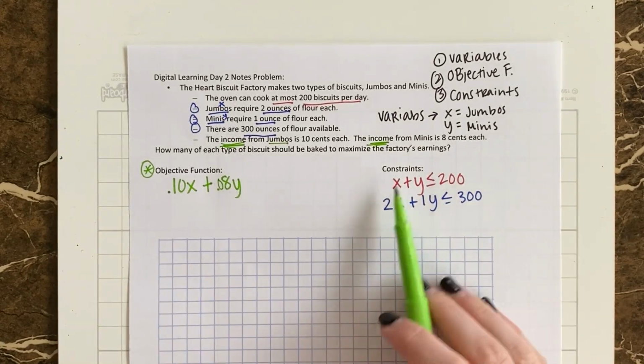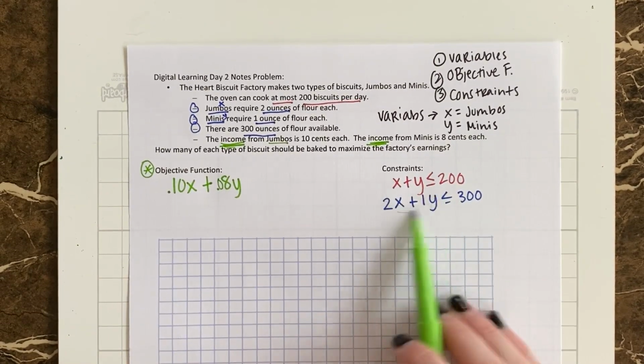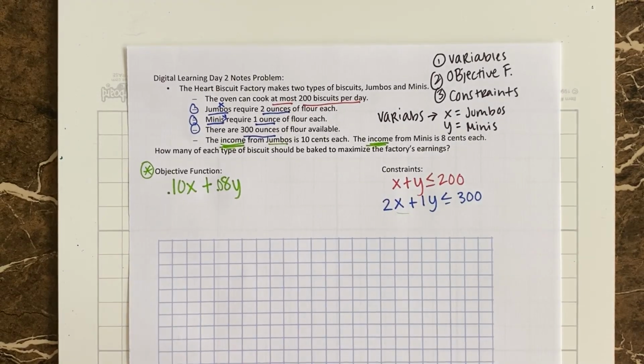I want you to go ahead and rearrange your constraints so that way they're in slope-intercept form. And then we're going to start graphing in the next one.